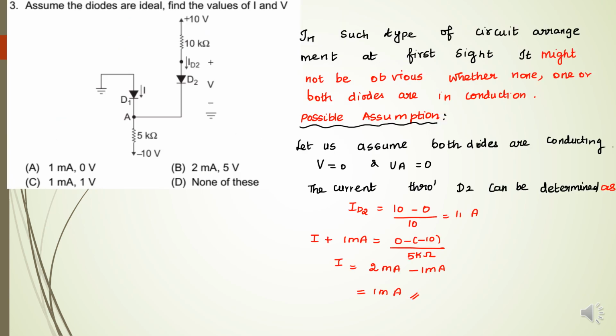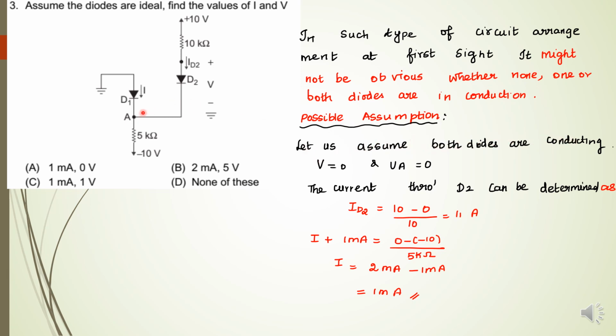Problem 3. Assume the diodes are ideal. Find the values of I and V. V is the voltage across D2 and I is the current flowing through D1. In such a circuit arrangement, at first sight it might not be obvious whether none, one or both diodes are in conduction. So you have to make some assumptions here. Let us assume both diodes are conducting.